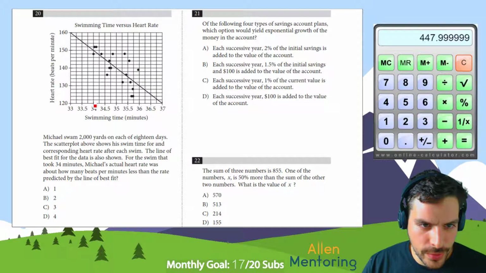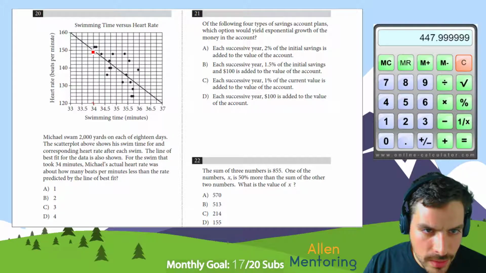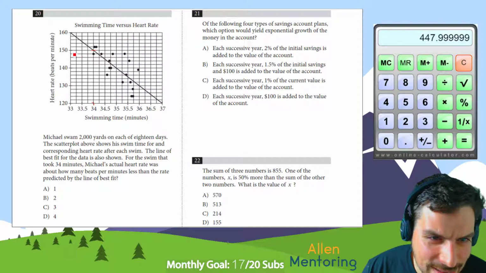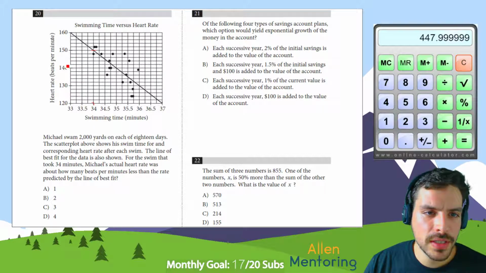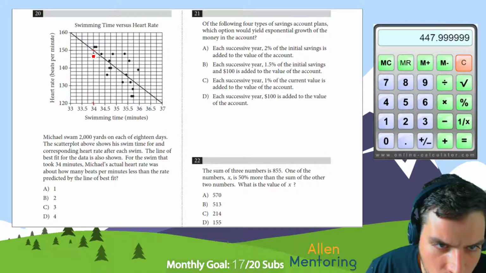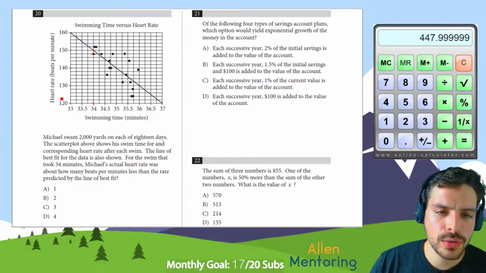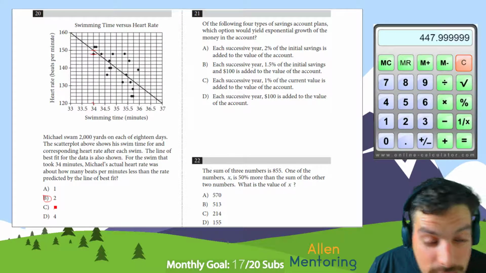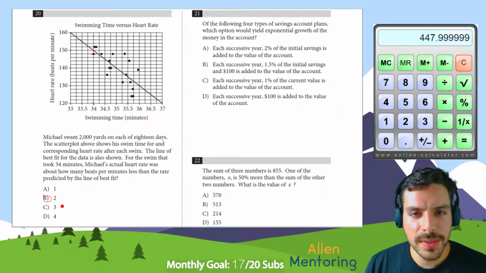So at 34 minutes, so that's this one right there. So that's right about here. So the heart rate per minute of the best fit line is exactly 150. And Michael's is, how many lines is this? 140, 1, 2, 3, 4, 5. Okay, so each of these horizontal lines represents 2 beats per minute. And so it's 1 line away. So it should be 2 beats per minute. Okay, did that one a little fast, so I hope my eyes aren't failing me.